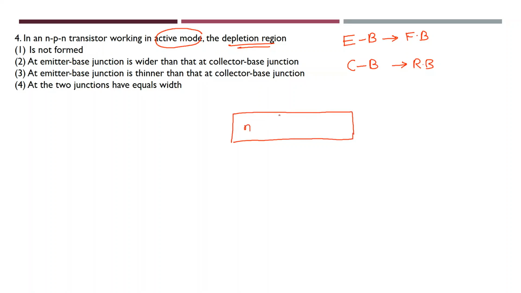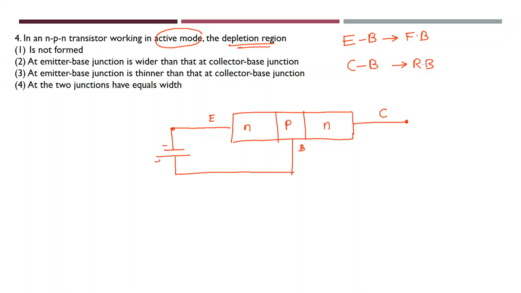This is N, this is P and this is N. This terminal will be the collector terminal, this will be the base terminal and this will be the emitter terminal. What is the condition? Emitter base junction should be forward bias. Means here negative is there, here should also be a negative terminal of the battery.